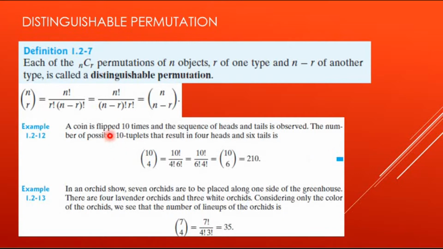Example: a coin is flipped 10 times and the sequence of heads and tails is observed. The number of possible sequences that result in 4 heads and 6 tails is 10C4, and this equals 10 factorial over 4 factorial times 6 factorial. But this is equal to 10 factorial over 6 factorial times 4 factorial, and this is just 10C6.